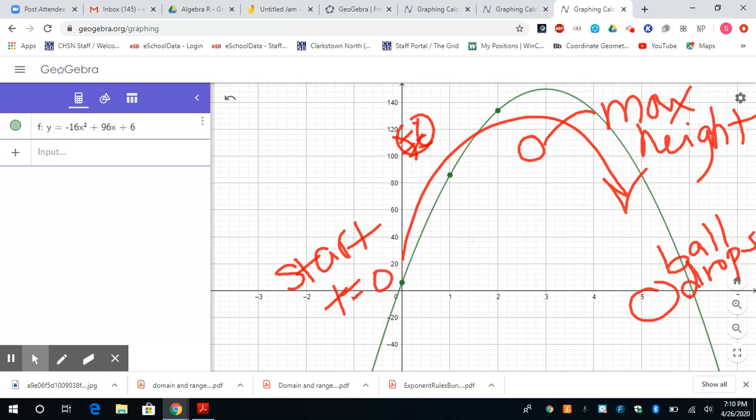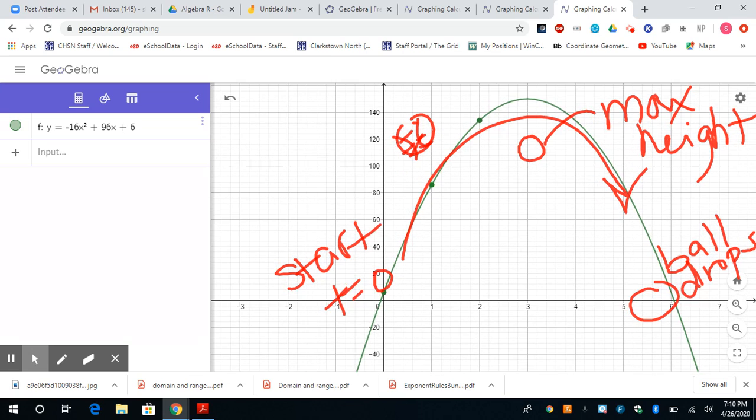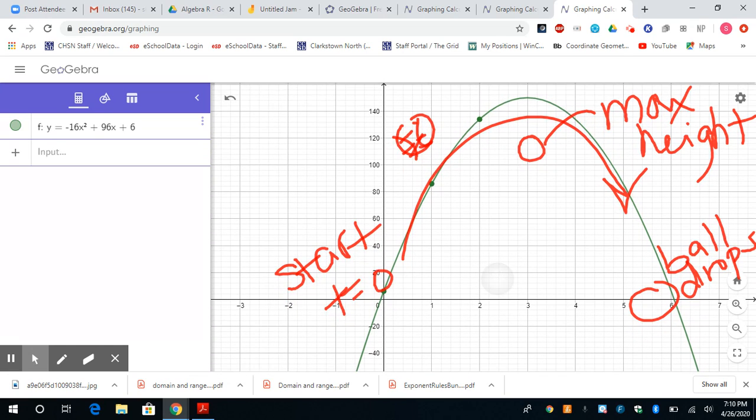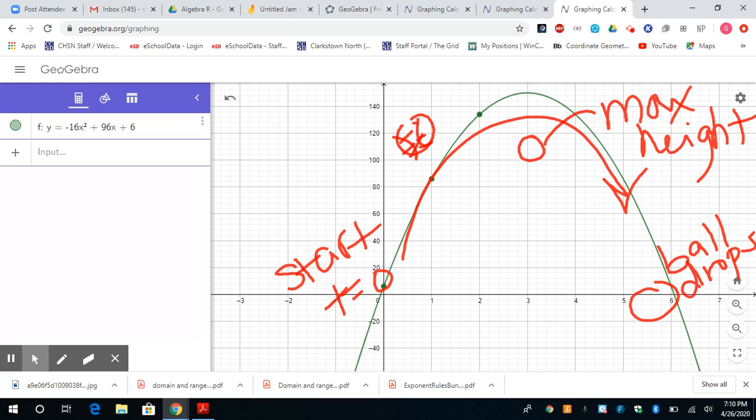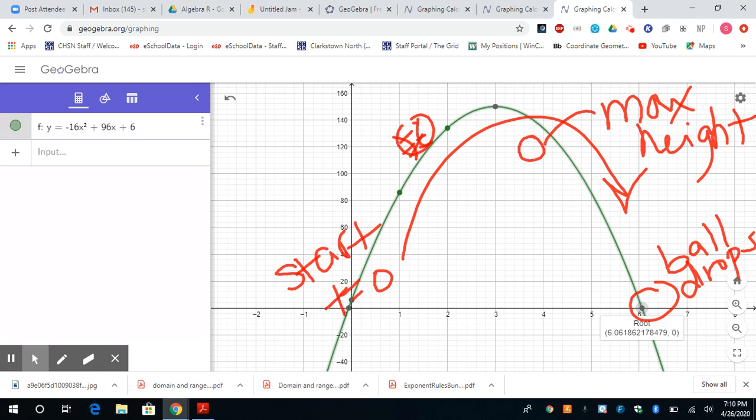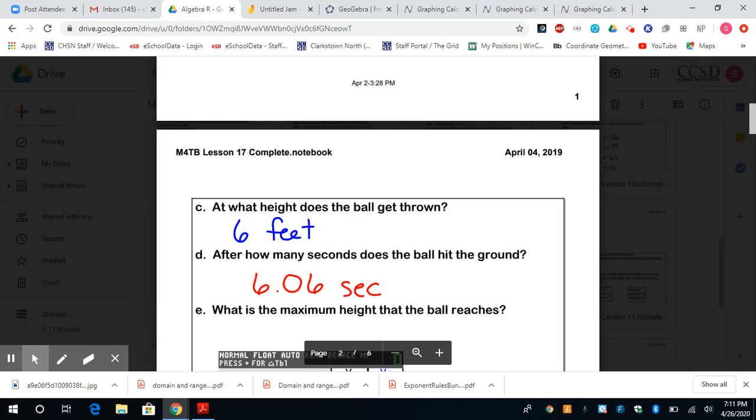Okay, so obviously my measurements are going to get messed up here when I move the screen, but I wanted to show you all the things here. So we have our two roots, where across the x-axis when y is equal to 0, remember. We have one is negative 0.06 and one is 6.06. So the first question on that document was, at what height does the ball get thrown?